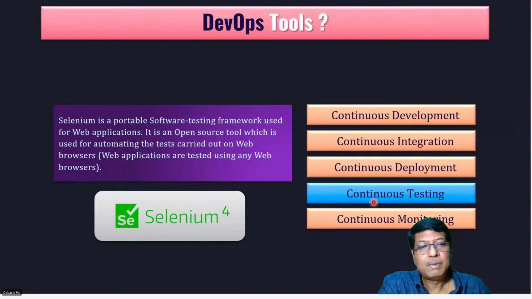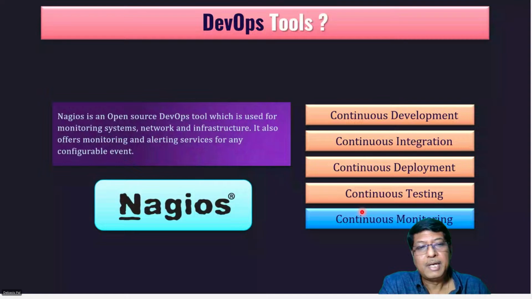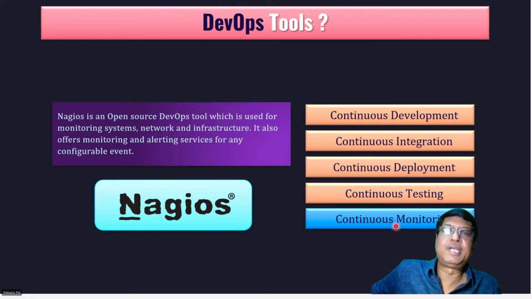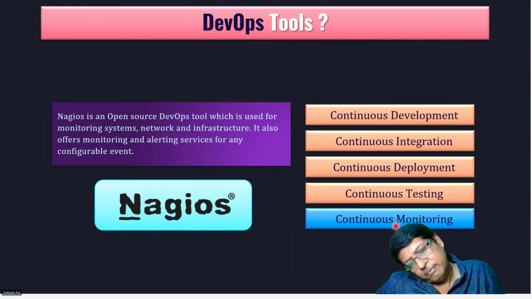So Selenium is for continuous testing. Nagios, as I told you, is one of the very popular tools. Nagios and Splunk. Splunk is also picking up, especially in the US market, where it is a bit popular, but it is used mostly for the operations team. They will do the continuous monitoring.